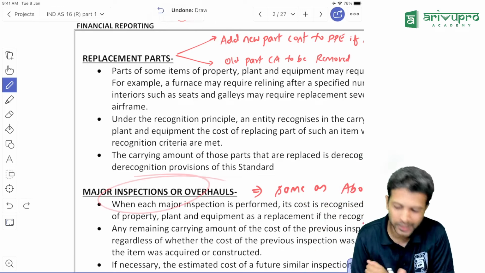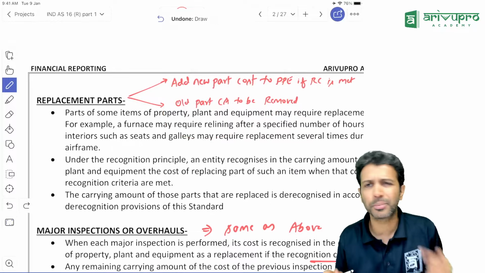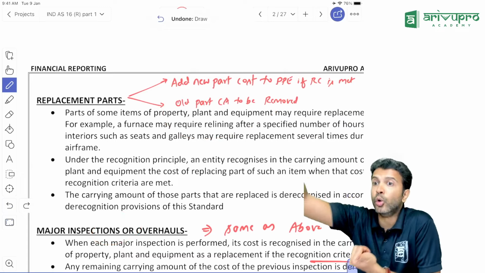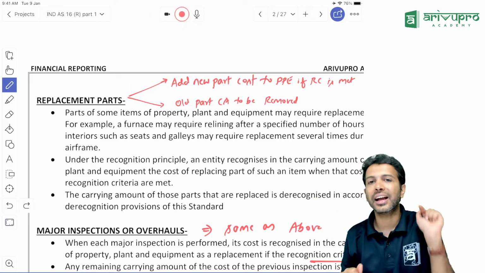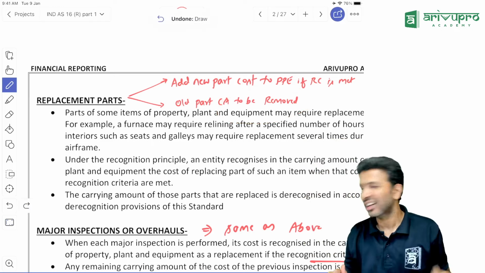Okay, if they give major inspection or overhaul charges, you have to apply the same concept as above. What is that concept? Relate and tell me. If you do a major inspection, what happens? The new inspection charges you will add. The old inspection's carrying amount, if it is remaining, what will you do? Remove it, or de-recognize it.